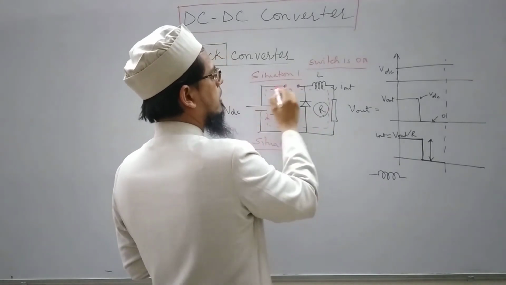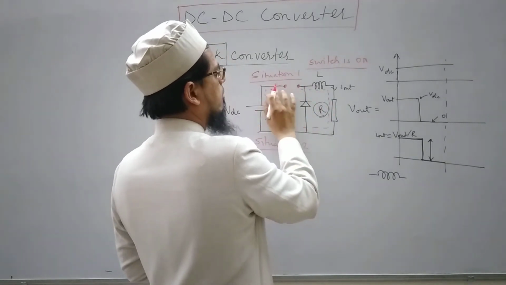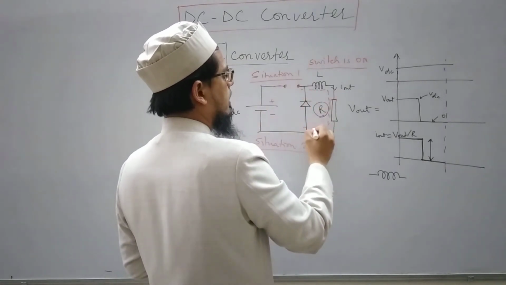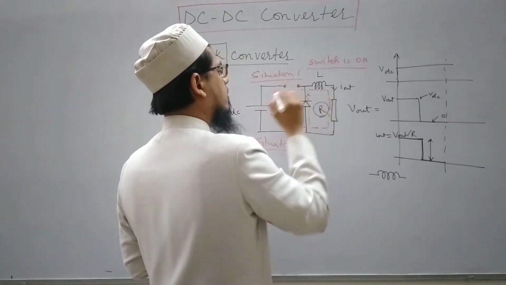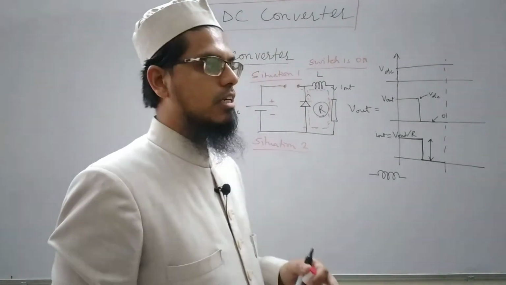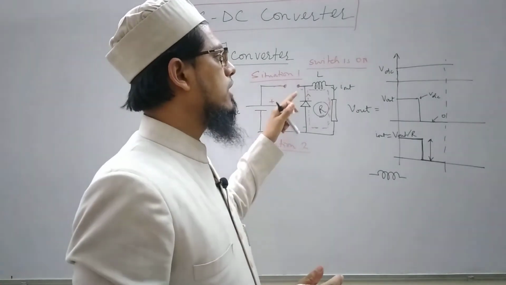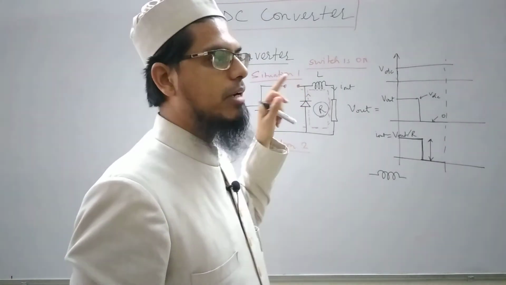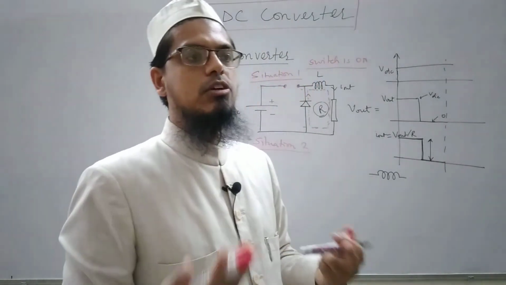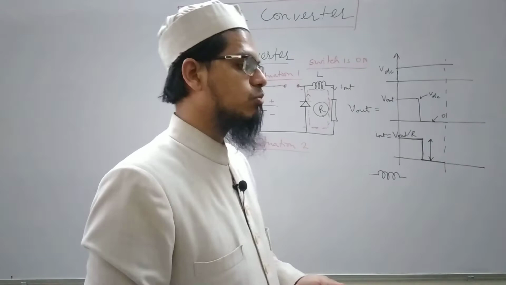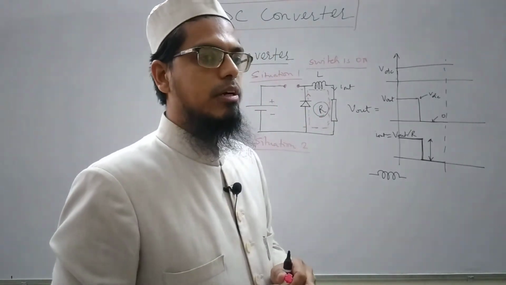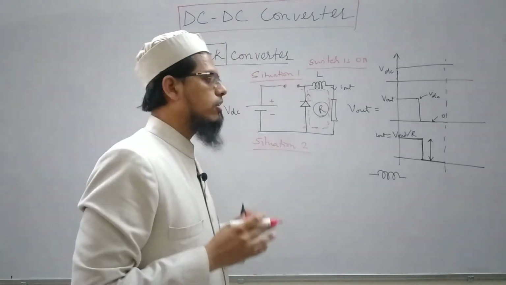Now current cannot flow in this path. So we do have an alternate path for the current to flow. So current will now take this path through the diode, and that is how we are ensuring that the problem of high dV by dt, which otherwise would have severely affected or even damaged the switch, we have avoided that situation with the help of this diode. Is it fine?